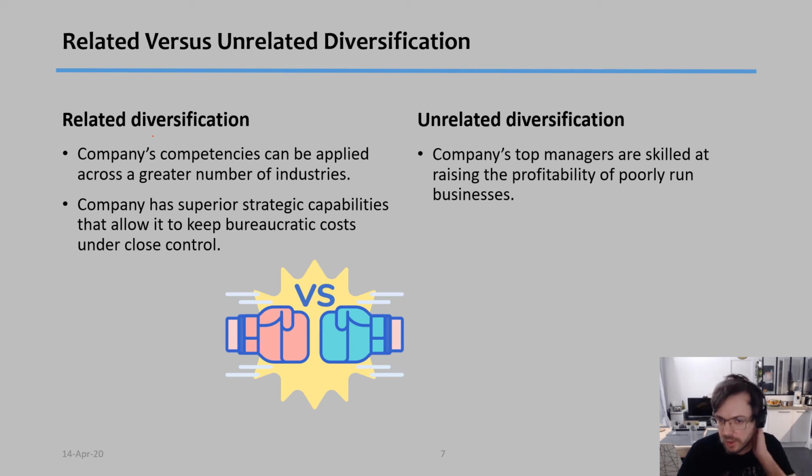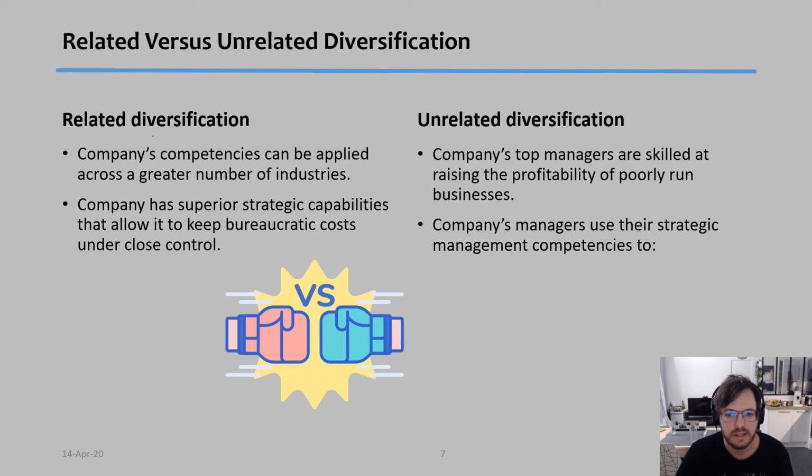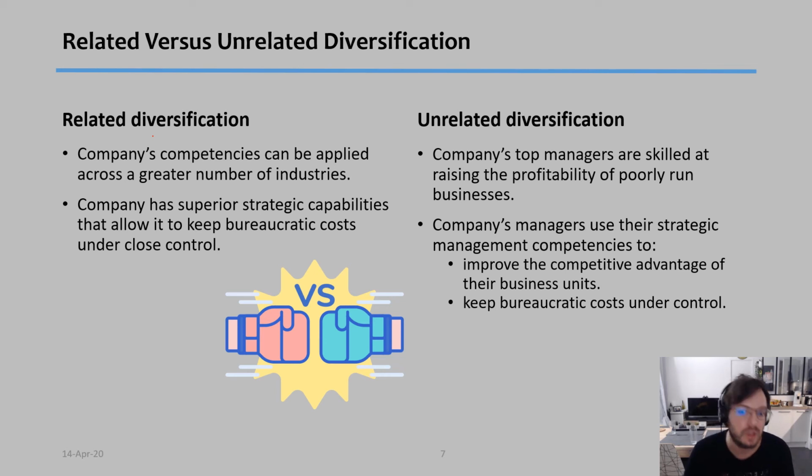But on the other hand, in unrelated diversification, if the company's top managers are skilled at raising the profitability of poorly run businesses, this can be a great business opportunity as well. But again, only if the top management is really up to that task. And the other thing is that the company managers will also use their strategic management competencies to develop and improve the competitive advantage of all the business units, and also to keep bureaucratic costs under control. So as you can see, the two approaches have merits and have problems, but overall I believe that it is really a matter of seeing what kind of risk your business is willing to take.